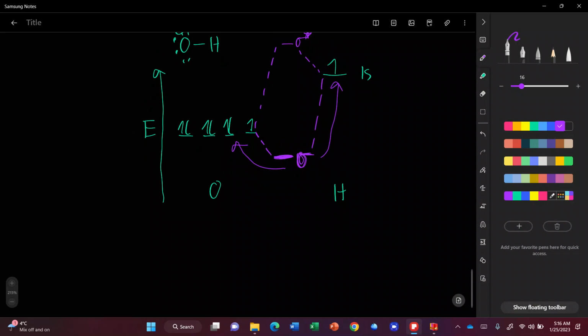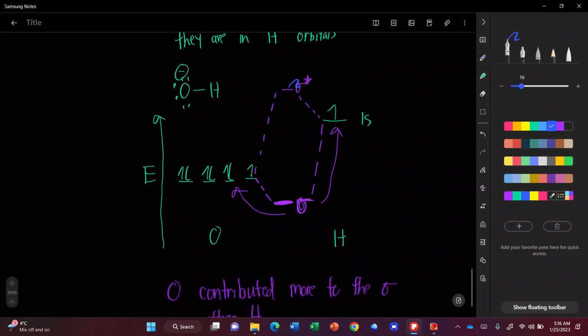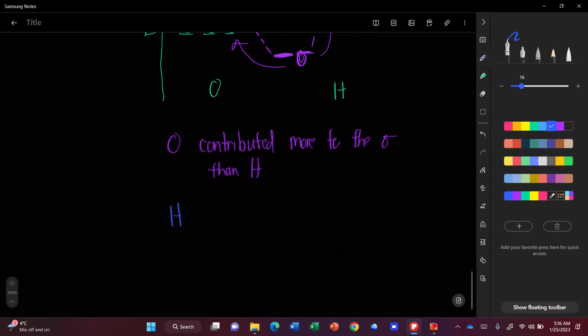And the language that we use in organic chemistry is that we say the oxygen contributed more to the sigma orbital than the H. And likewise, you'll notice that the sigma star orbital, right up here, is much closer to the hydrogen than it is to the oxygen. So what we say is that the hydrogen contributed more to the sigma star than the O did.